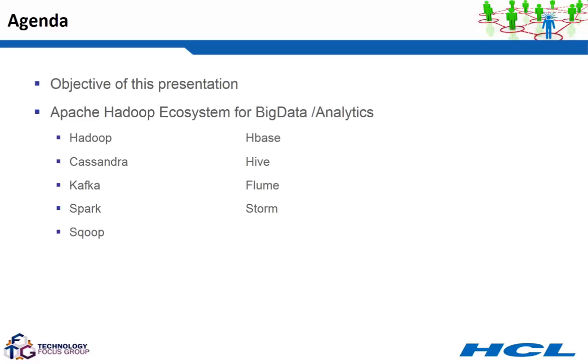In the first part, we discussed Hadoop, HBase, Cassandra, and Hive. In this part we will be discussing Kafka, Flume, Spark, Storm, and Sqoop.